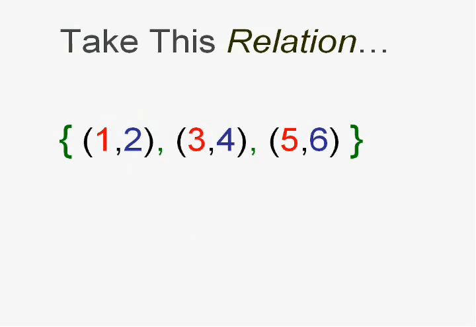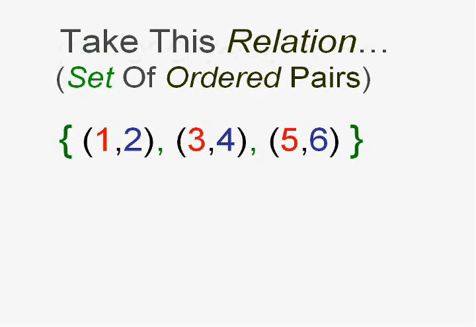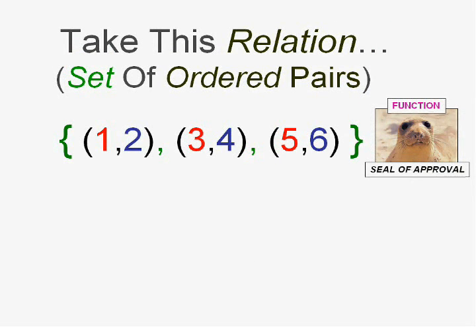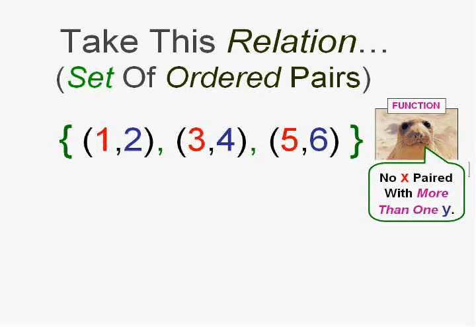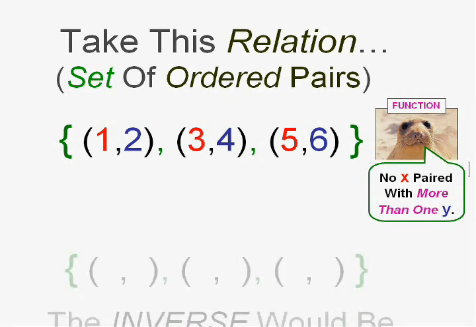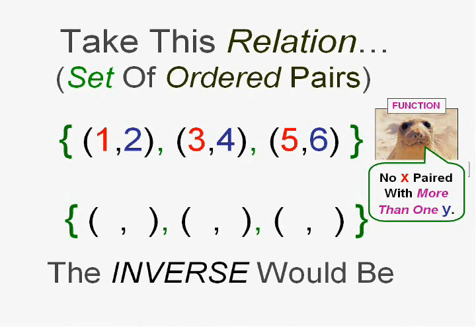Allow me to demonstrate. Now, this relation is a function. It gets the function seal of approval. Excellent. Because no x is paired with more than one y. The inverse of it would be just flipping the domain and the range. It's very simple, but that's the idea of the inverse. The inverse is going to map the range back to the domain, or the y's back to the x's.